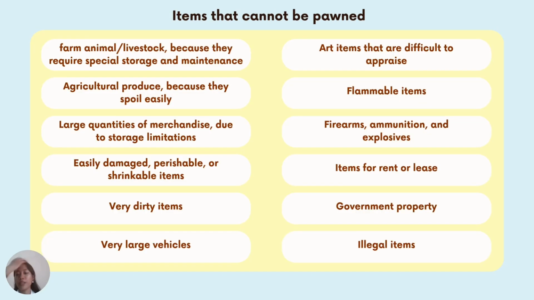However, due to storage limitations, human resource limitations at Pegadaian, the need to minimize risks borne by Pegadaian, and compliance with applicable regulations, there are also certain items that cannot be pawned. Those are farm animals or livestock because they require special storage and maintenance, then agricultural produce because it spoils easily, then large quantities of merchandise due to storage limitations, easily damaged, perishable or shrinkable items, very dirty items, large vehicles, art items that are difficult to appraise because they are subjective, then flammable items, firearms, ammunition, and explosives, then items for rent or lease, government property, and of course, illegal items, which are strictly restricted from being pawned.